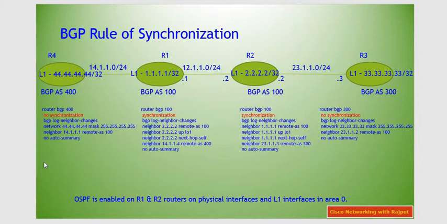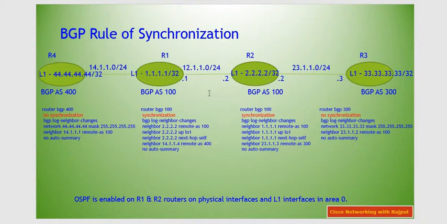This is the scenario where we have four devices: router 4, router 1, router 2 and router 3. Router 4 will have EBGP peering with router 1, and the subnet used is 14.1.1.0/24. R1 and R2 will use 12.1.1.0/24, and in the same way router 2 and 3 will use the 23 subnet.